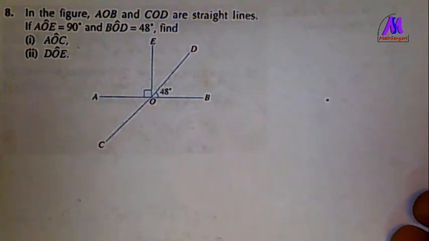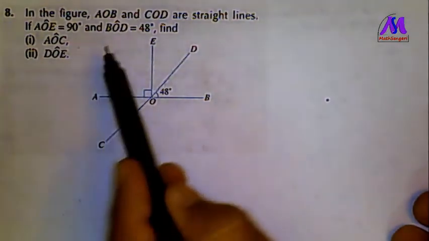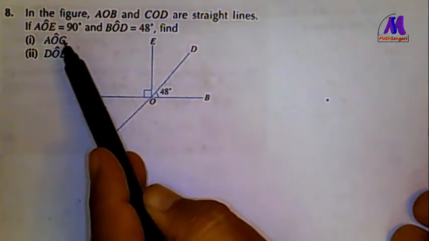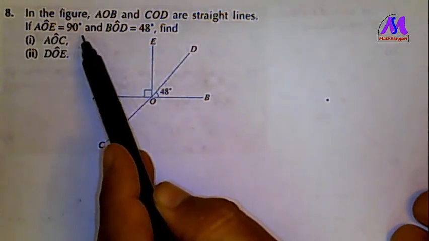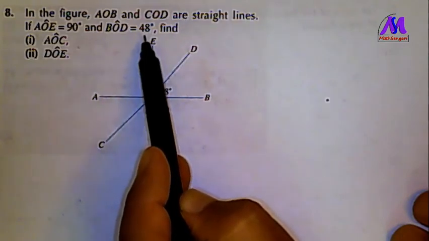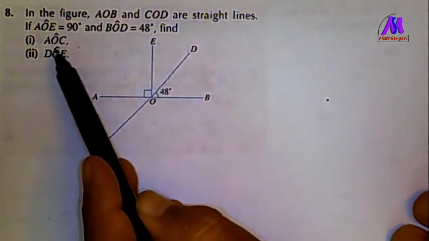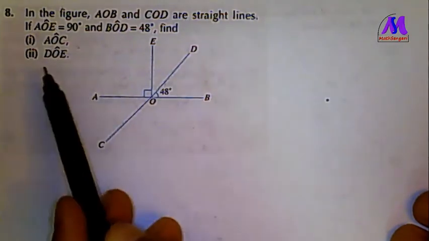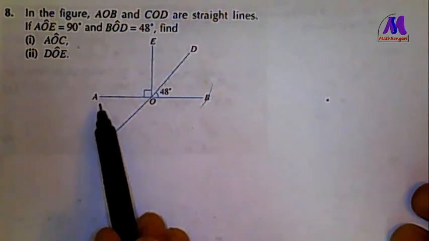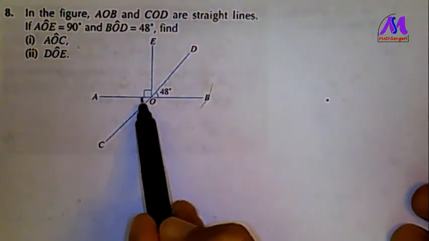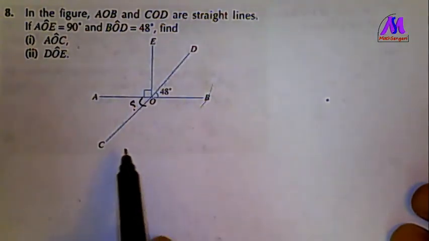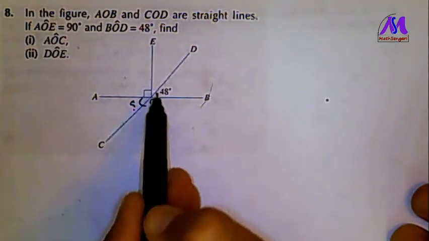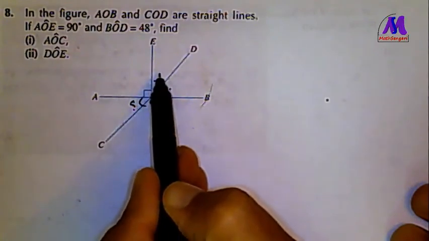Question number 8. In the figure, AOB and COD are straight lines. If angle AOC is equal to 90 and angle BOD is equal to 48, find angle AOC and angle DOE. We have to find angle AOC first, and then for the remaining part, DOE, we have to find these two angles.